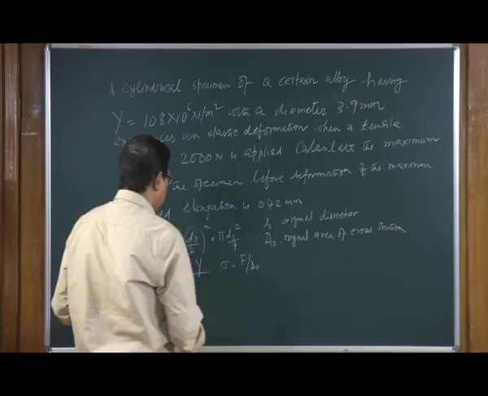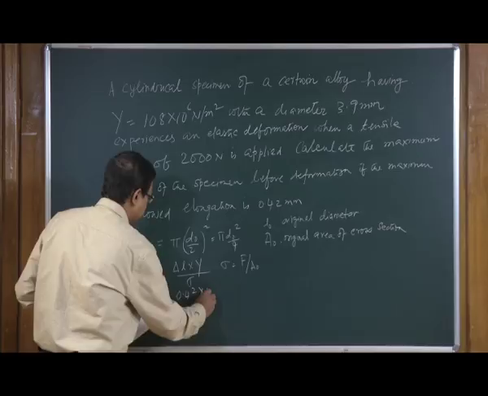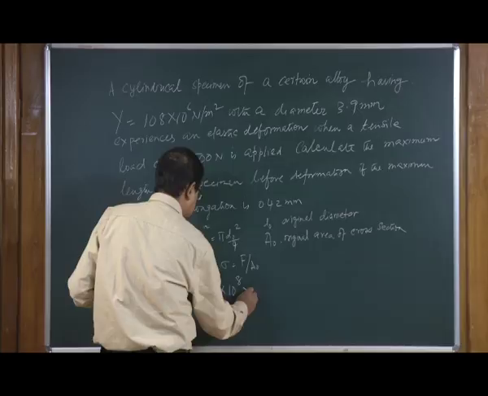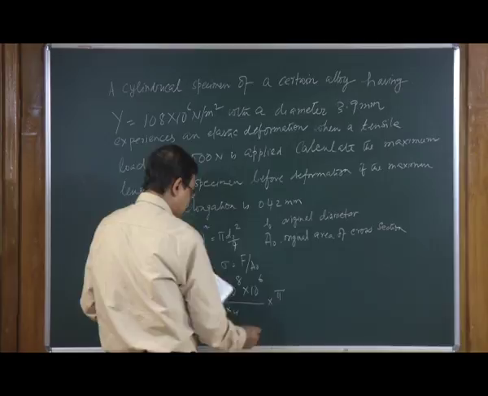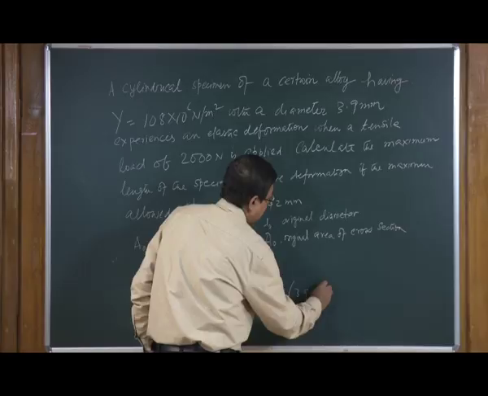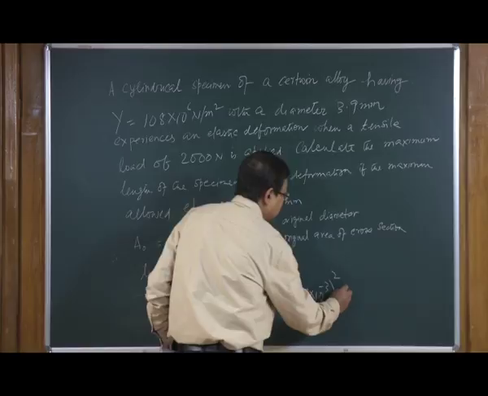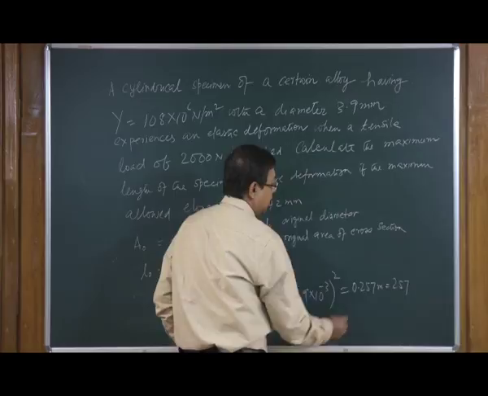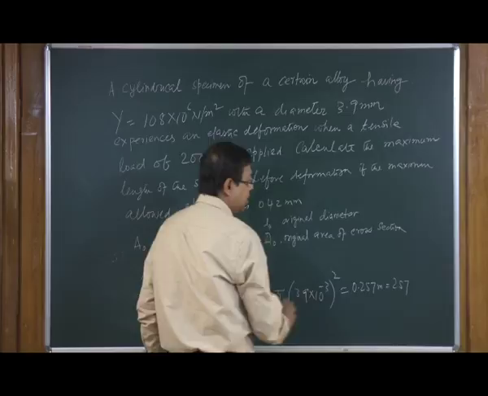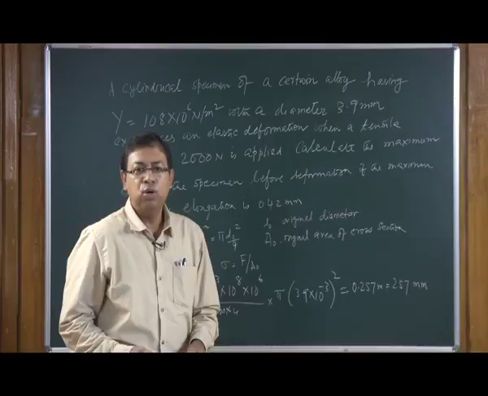So, if we put in all these things, 0.42 into 10 to the power minus 3 into 108 into 10 to the power 6 divided by 2000 into 4 into pi and 3.9 into 10 to the power minus 3 whole square, this comes out to be 0.257 meter, which is equal to 257, sorry, this is millimeter, this is 0.257 meter, which is equal to 257 millimeter. So, that is the original length of the sample.